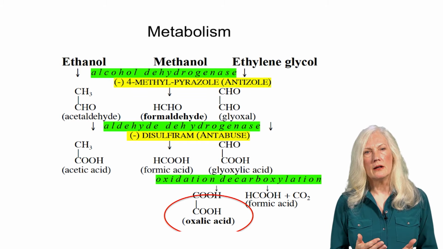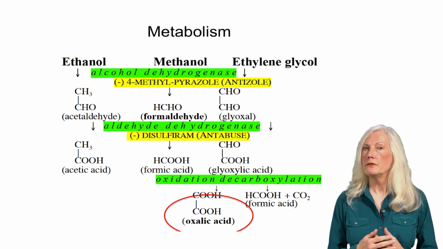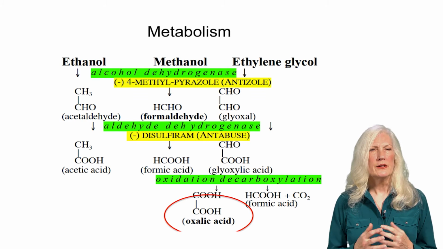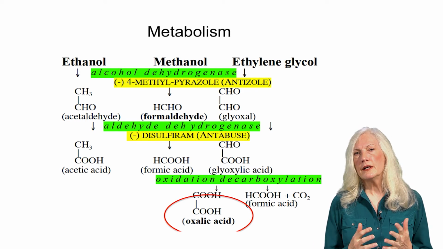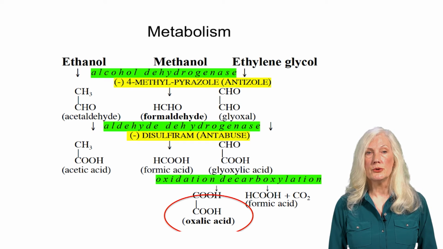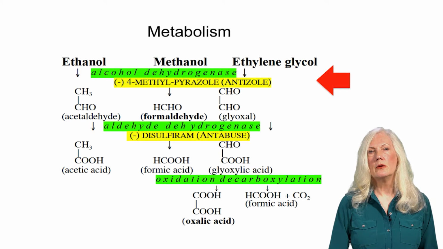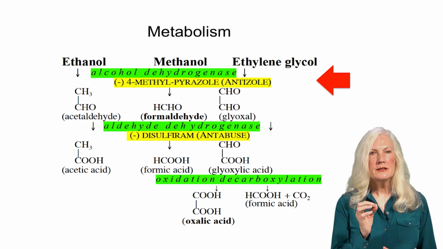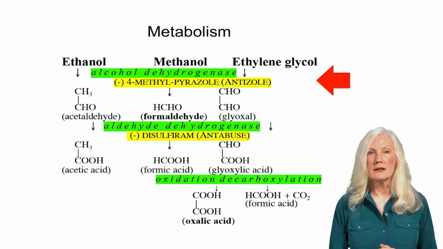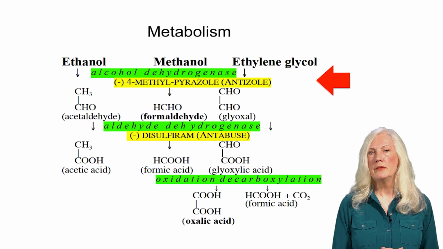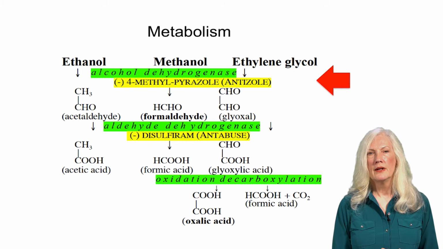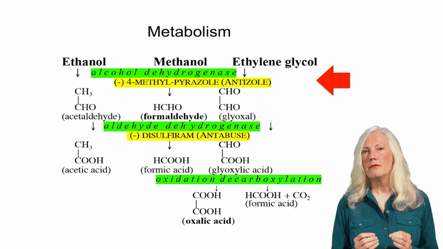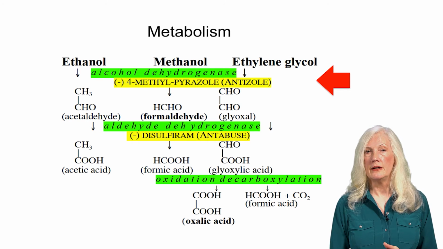Now, in the case of methanol, the synthesis and accumulation of formaldehyde is what's responsible for the production of blindness. The retina is exquisitely sensitive, and formaldehyde essentially pickles that retinal tissue. But if you treat the animal with antizole, 4-methylpyrazole, this enzyme, the very first enzyme, is blocked, and the methanol will eventually be eliminated by excretion in the urine. It'll take a longer time to rid the body of methanol, but it will prevent the production of formaldehyde.